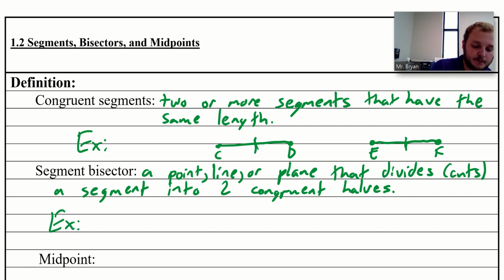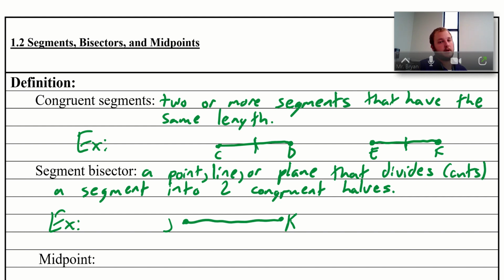So for example here, let's say we have line segment JK. And then let's say it intersects with another line. We talked about that word last video, right? Intersects. Let's say we just have an intersection point here. And we'll say this is LM, or intersection line, I should say. If I were to look at this and I was told LM is the segment bisector, what that means is it cuts it into two equal halves, or two congruent halves, I should say.